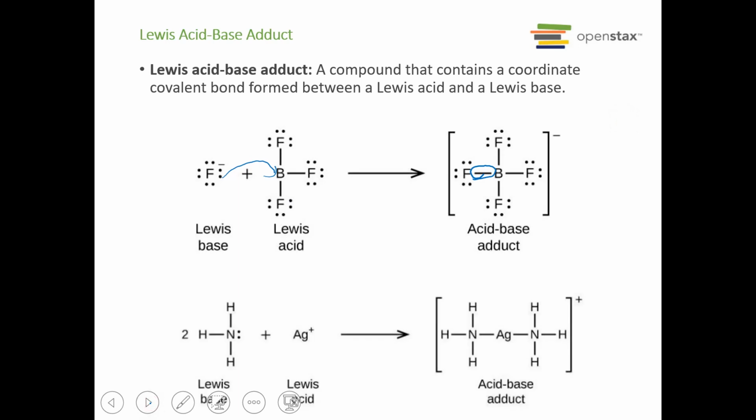So another example would be if we have ammonia and silver. So we actually have to have two ammonias. Each one of them donates a pair of electrons to form these bonds that go between the ammonia and the silver. So ammonia is a Lewis base, it donates a pair of electrons. Silver is a Lewis acid, it accepts a pair of electrons. And we get this Lewis acid base adduct where we have two coordinate covalent bonds formed between the ammonia and the silver.